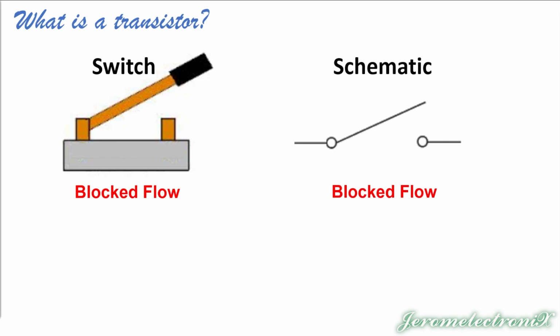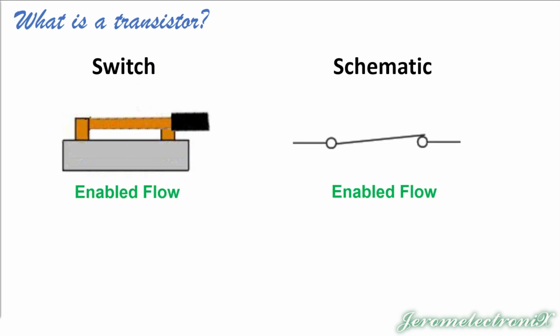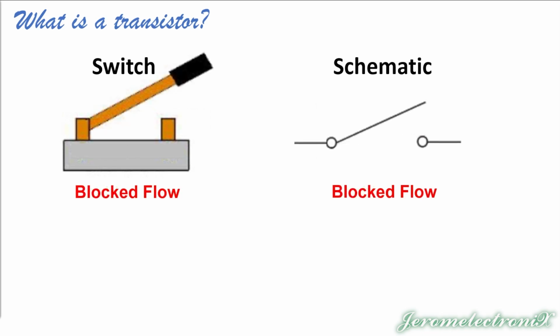Okay, this is a blade switch, a schematic of a blade switch, and it's showing that the flow is blocked because the switch is not connected. To connect the switch allows flow of electrons from one side to the other, but it's also allowing flow of voltage, and that's really what the focus is of what transistors do. Open again, blocked flow.